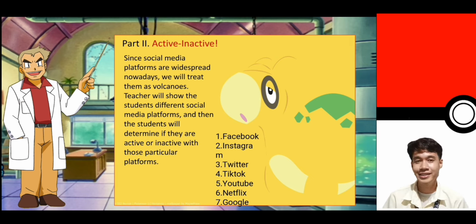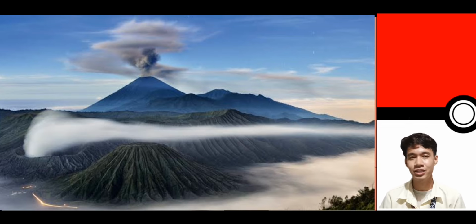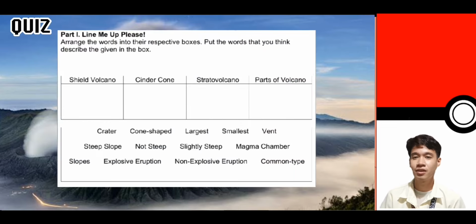Alright class, before we end our meeting, I'll be informing you that you will have a quiz and assignment in our Google Classroom. To give you a preview of the quiz and assignment, here are their directions. First, in the quiz, there's part 1 and part 2. Part 1 is Line Me Up Please. You will be arranging the words into the respective boxes and put the words that you think describe the given in the box.